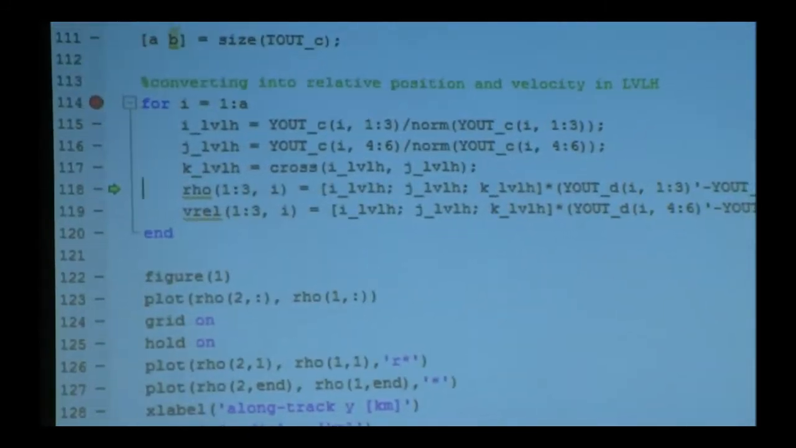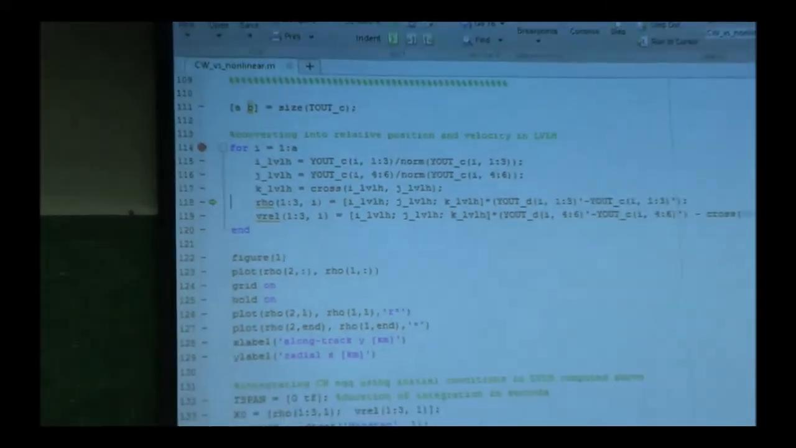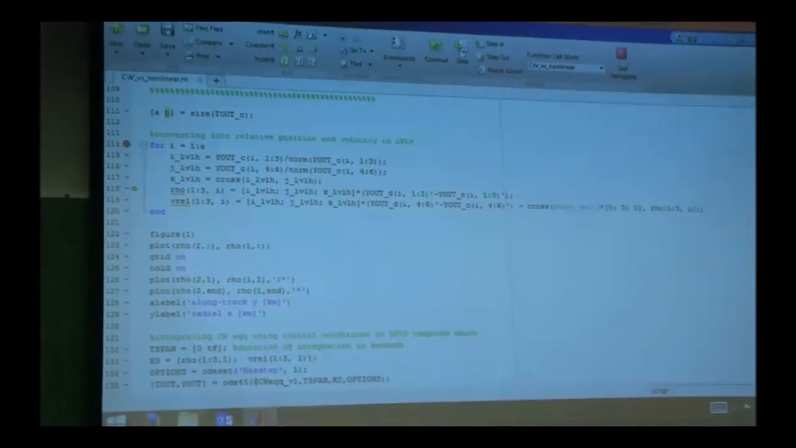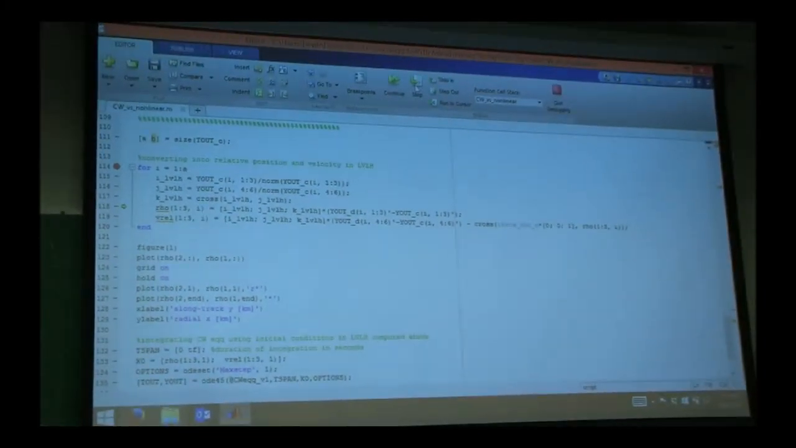But if I'm sitting on the space shuttle, I could not care less about rho expressed in ECI. I continuously move with respect to ECI, while LVLH does not move because it's defined based on my vector and my velocity. Make sense?